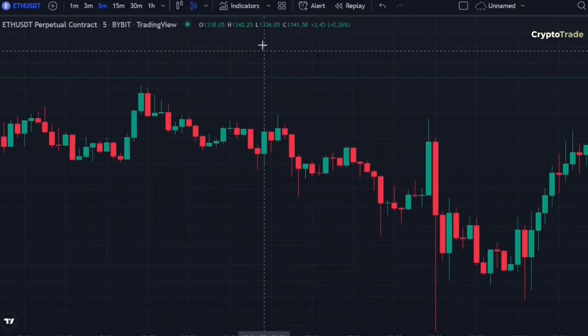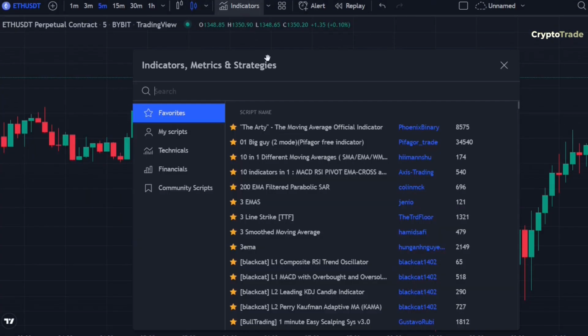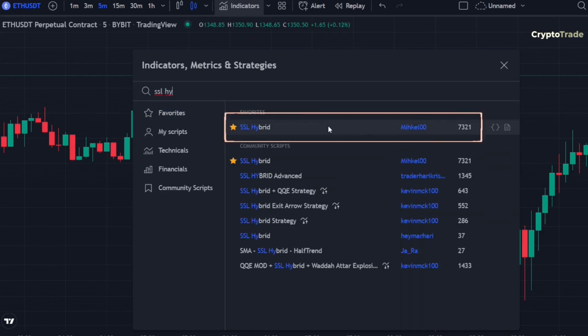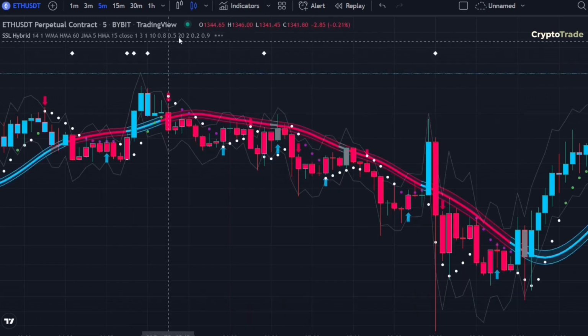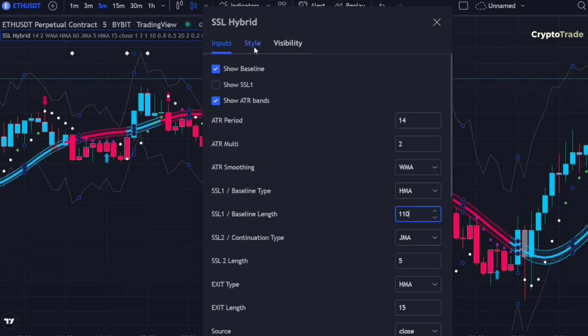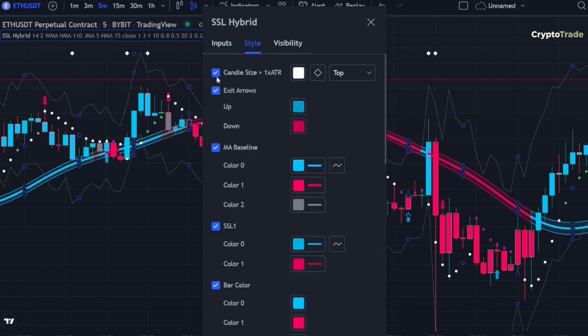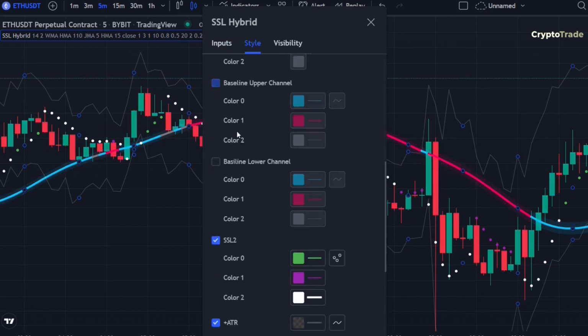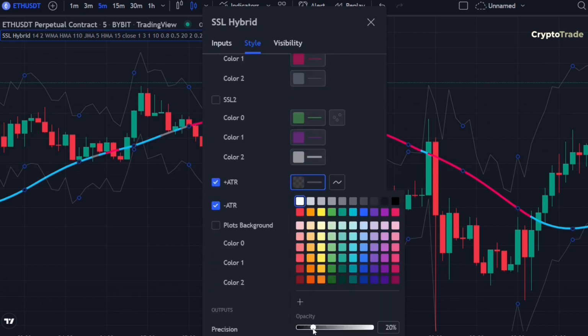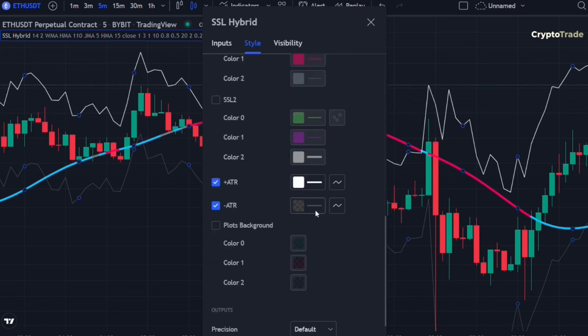To add the first indicator to the chart, open the indicator search bar in TradingView and type SSL HYBRID. Select this indicator as shown here in the video. Click on Settings and in the Inputs tab, change the ATR multiplier to 2 and change the SSL1 length to 110. In the Style tab, unclick everything except MA baseline and the ATR bands. Increase the opacity of the ATR lines to 100%.